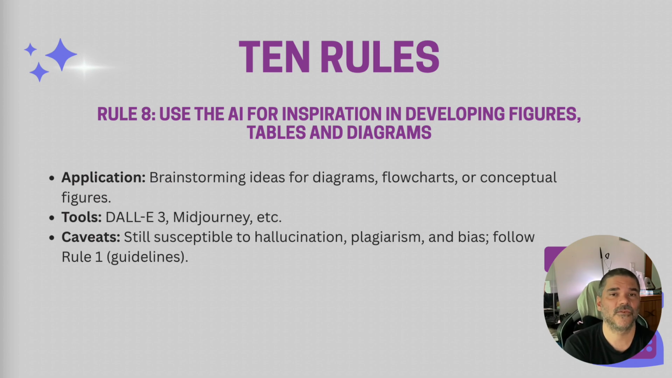For these tools, you need to move a little bit outside of the grant writing AI zone, and you can use things like DALL-E or Midjourney, which are very good image creation AI tools. You've still got to check through the work because it is susceptible to hallucination. It can plagiarize other content that is out there, and it can incorporate certain bias. And then follow rule number one.